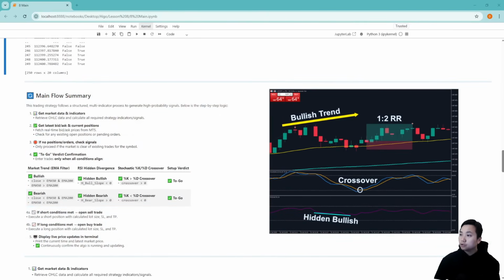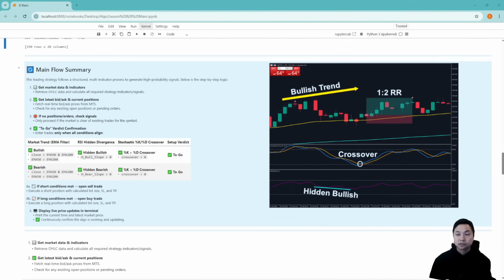So now we know what we would like to achieve with our algorithm strategy, and let's walk through how we are going to implement that logically inside the main flow. Here is the main flow. I divided it into 5 key steps. The first step is that we would like to pull the OHLC data from the MT5 and calculate all the indicators we need, like the RSI, the stochastic oscillator, and also the EMA filter, in order for us to confirm all these strategies that we need to indicate. And then this gives us the foundation to make informed trade decisions.